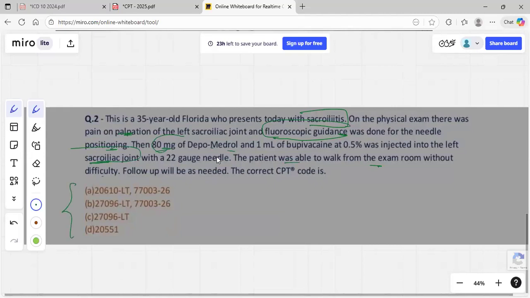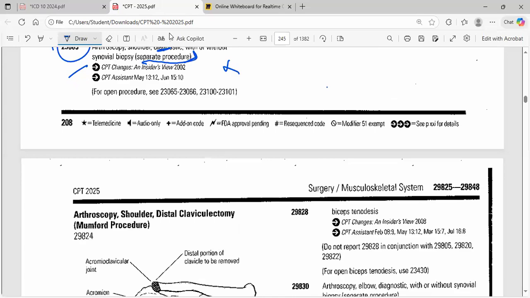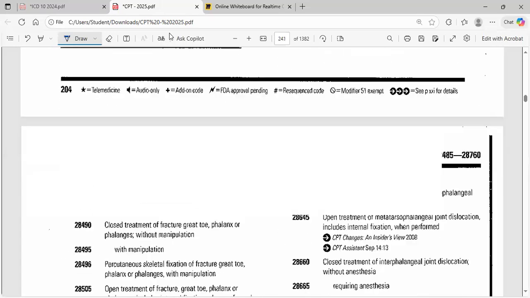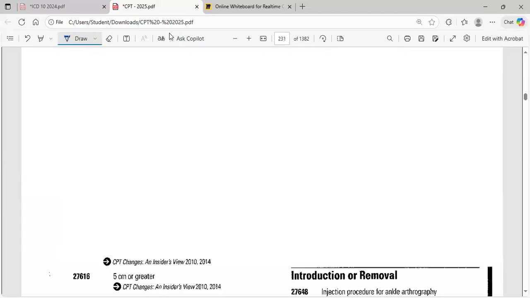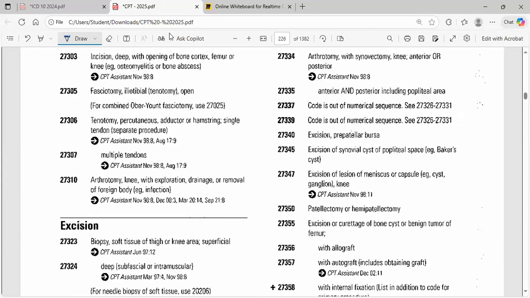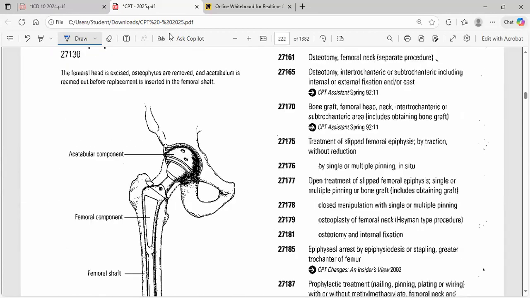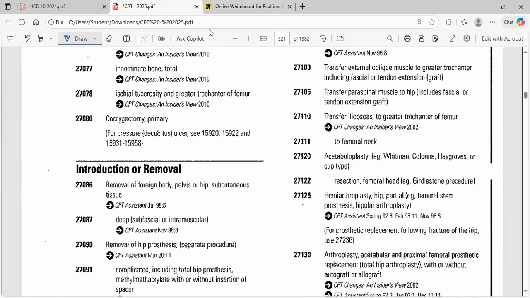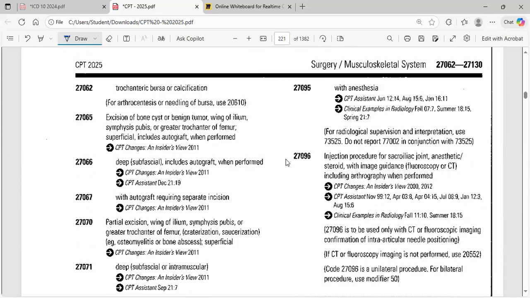Now we have these four options: 20610, 27096 and 20551. So let's proceed with the rule out technique. First we have to go through each code to understand what is happening in each code. So 27096 is an injection procedure for the sacroiliac joint. This includes the fluoroscopy and CT guidance.